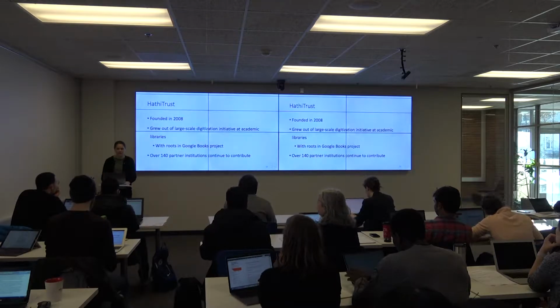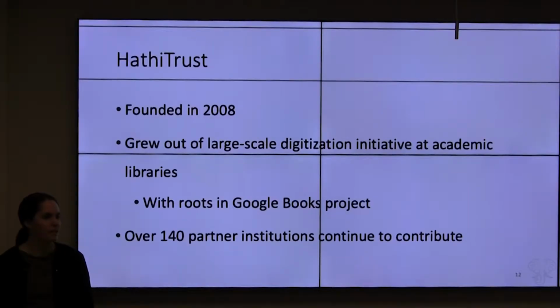Okay, great. So Hathi Trust is a digital library. It is a preservation repository, and it's a partnership of member institutions. So it has roots in the Google Books Project. It was founded in 2008, and it exists as a separate entity from Google Books, though. It lives at the University of Michigan, and it grew out of this large-scale digitization initiative at academic libraries.